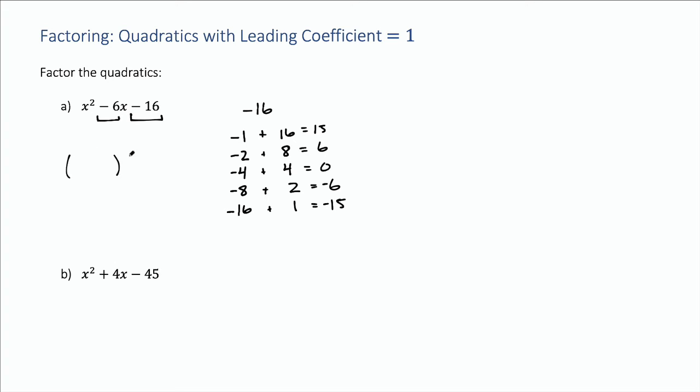And the way that it factors is we have just an x in each of these, and then we have those two numbers, negative 8 and positive 2. And that's how we factor that quadratic.